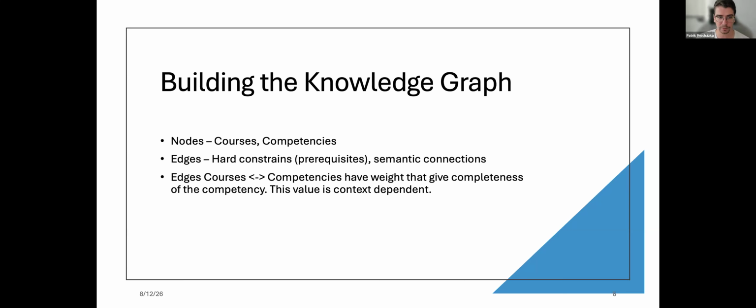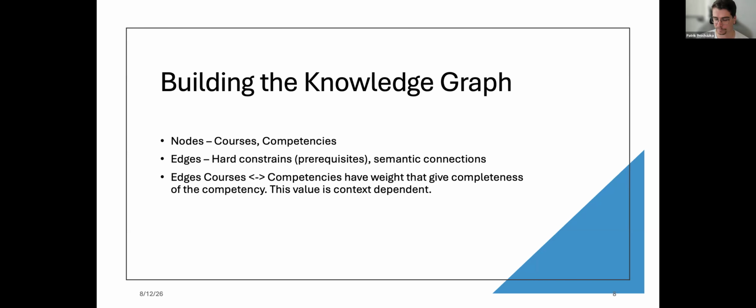So when we are building the knowledge graph, just to introduce the topology, the nodes represent courses and competencies. Edges are the hard constraints. These are the prerequisites from the system, and also semantic connections that we are bringing in. The edges between courses and competencies have weights that give the completeness of the competency, or reaching the competency.